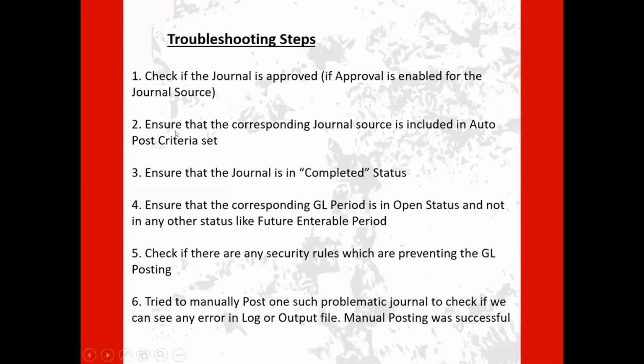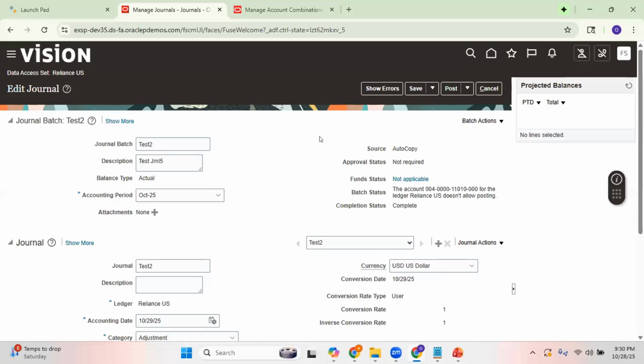The second thing is, as we are saying that this particular journal is not picked up by the Autopost program, the Autopost program also uses something called an Autopost criteria set as a parameter. So first find out what the Autopost criteria set is and check if the journal source we are talking about is included in the Autopost criteria set. If this journal source is not included in your Autopost criteria set, then obviously the Autopost program will not pick up this particular journal for posting.